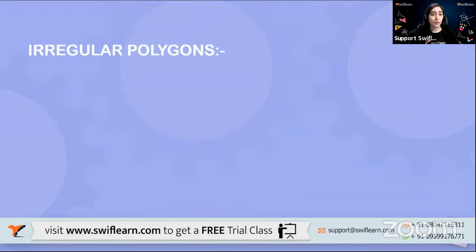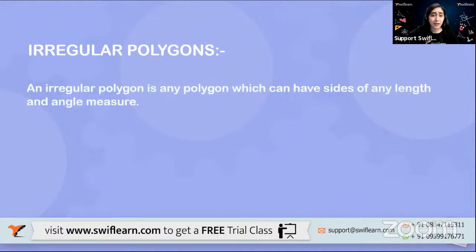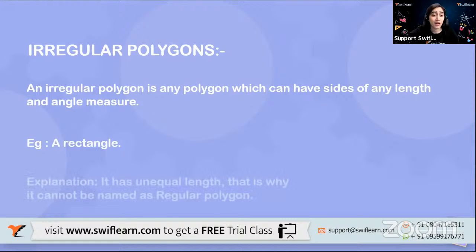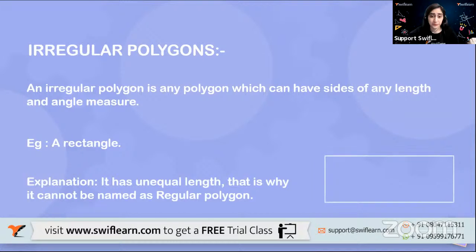Clear? So we call it an irregular polygon. Irregular polygons are any polygons that have sides of any length or any measurement. So it can be any length, any measurement. We can make it anything we want. We call it an irregular polygon. So a rectangle is an example of an irregular polygon because the sides are not all equal.